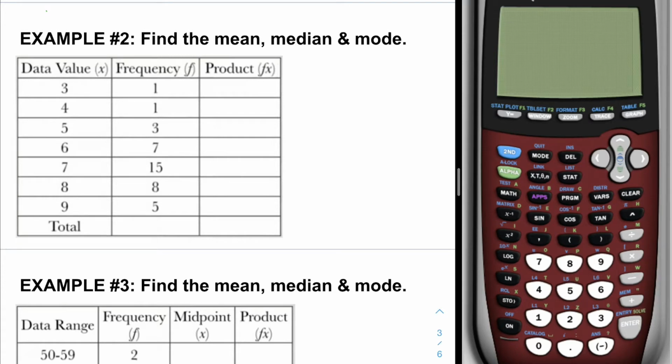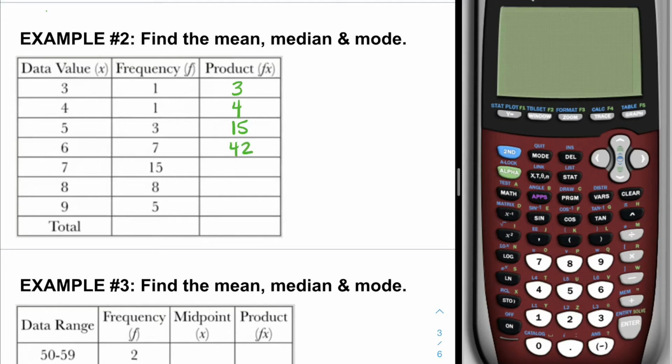So what we're going to do is, we can just say, okay, if 3 appears one time, then that means I'm only going to add 3 once into the sum. If 4 only appears one time, I'm going to add that 4 only one time. 5 is going to appear 3 times. So if I add 5 3 times, that means I'm adding in 5 times 3, which is technically 15.